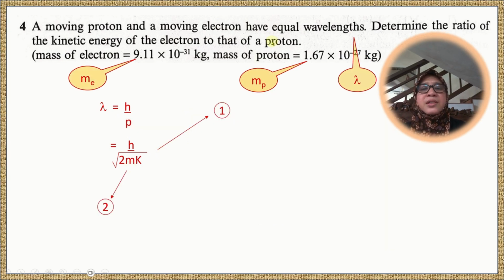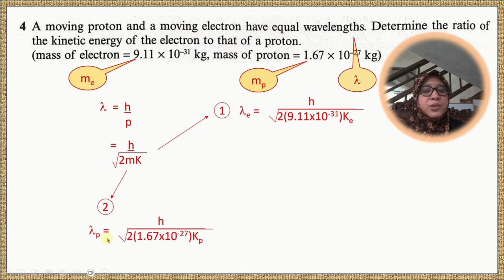There are two situations given here: proton and electron. So for the electron, the equation is lambda equals h over square root of 2 times the mass of the electron times the kinetic energy of the electron. And for the proton, the wavelength of the proton equals h over square root of 2 times the mass of the proton times the kinetic energy of the proton. Okay, to get the ratio, equation 2 divided by equation 1, because the question asks for the ratio of the kinetic energy of the electron to that of a proton. So 2 divided by 1.